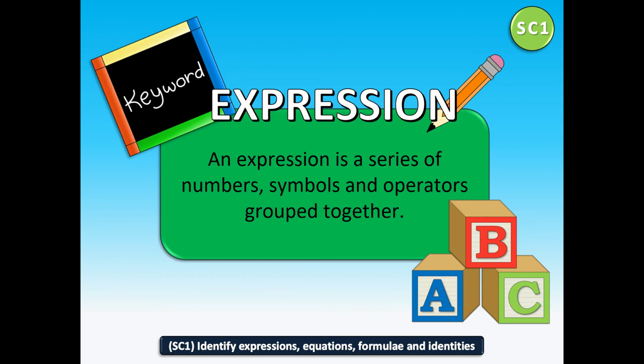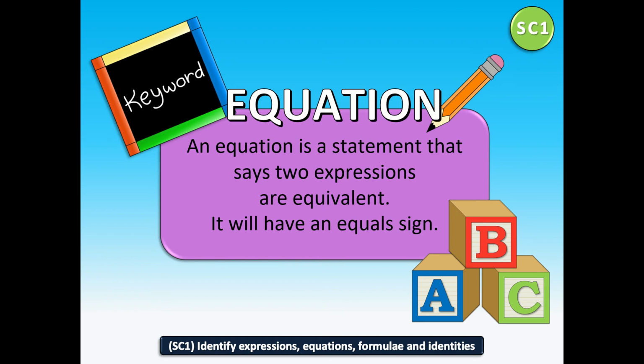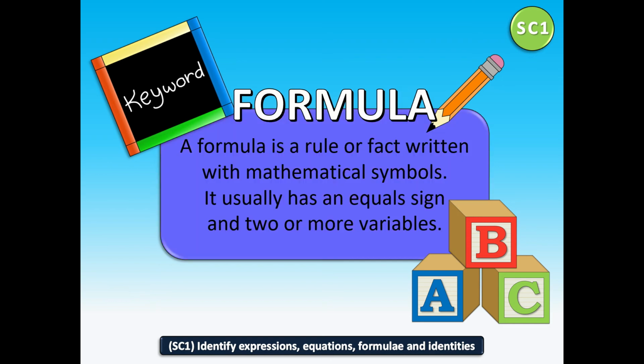An expression is a series of numbers, symbols, and operators that group together. An equation is a statement that says two expressions are equivalent, and it will always have an equal sign. A formula is a rule or fact written with mathematical symbols. It usually has an equal sign and 2 or more variables.